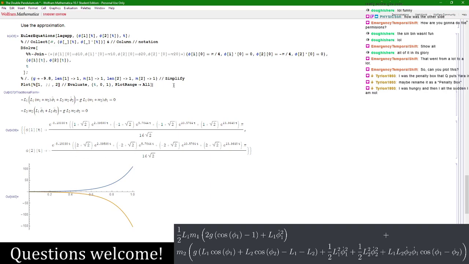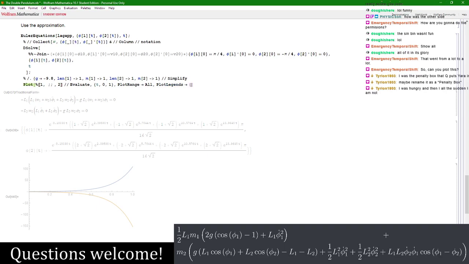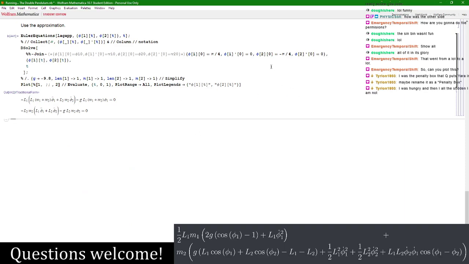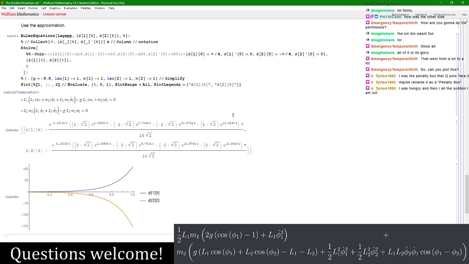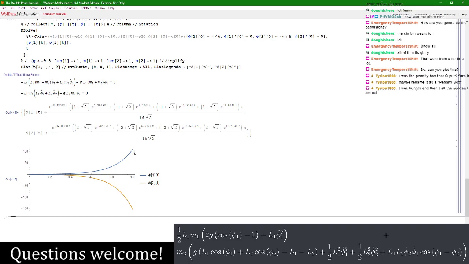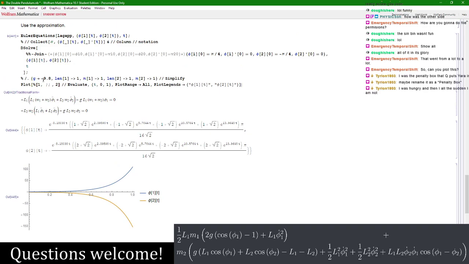Blue line is, well, we can actually just say, hey, plot legends, and we can say phi1 of t and phi2 of t. And so, see, this is interesting. And this behavior was something I did notice earlier that had me kind of worried. But what I think the problem actually is, is this negative sign.